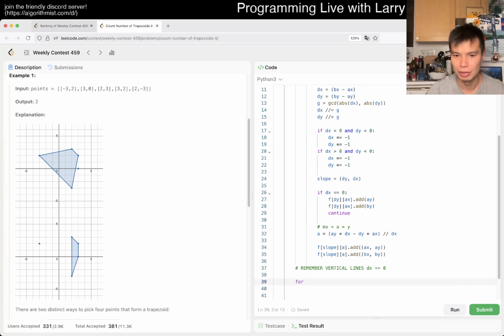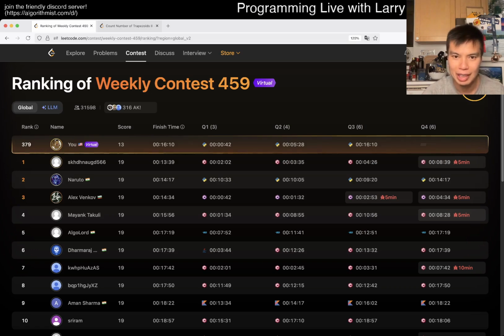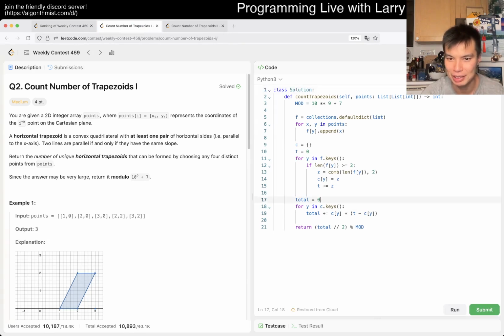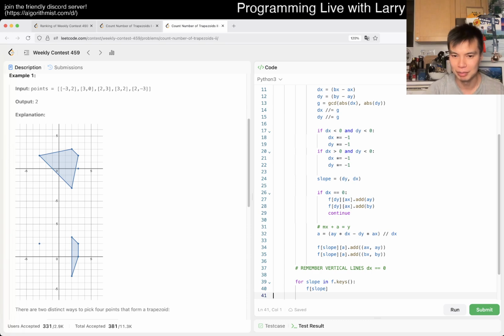And now for slope in f dot keys, we don't actually care about it, right? So we just do f dot slope or f sub slope. I'm gonna say for each of these, so we did the same thing. Okay, I mean, we kind of did most of the logic, and I could reprove the logic, but honestly I just want to double check. We just want this part. I don't want too many things in my head already. So we have t is equal to 0, and then yeah, we get the total.